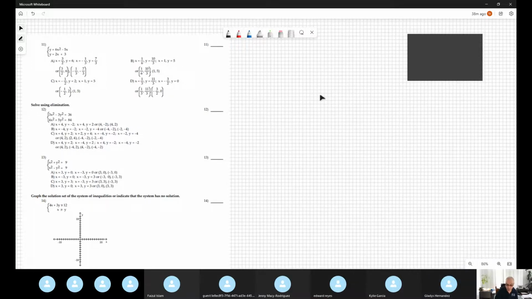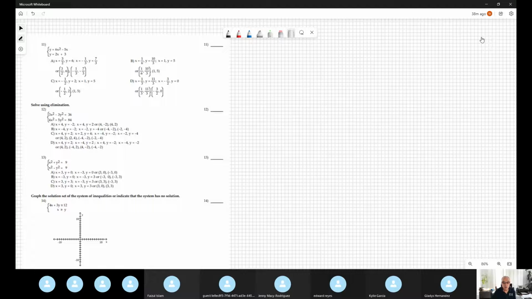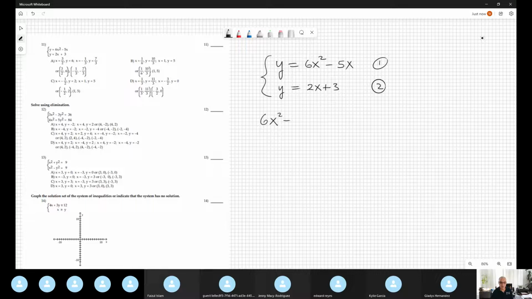Yes. So number 11. Number 11 is super easy because in both equations the y variable is isolated. So, super easy. Put equal each other. Equation 1, equation 2. The first one is non-linear, the second is linear. You put equal each other. So, 6x squared minus 5x is equal to x plus 3.